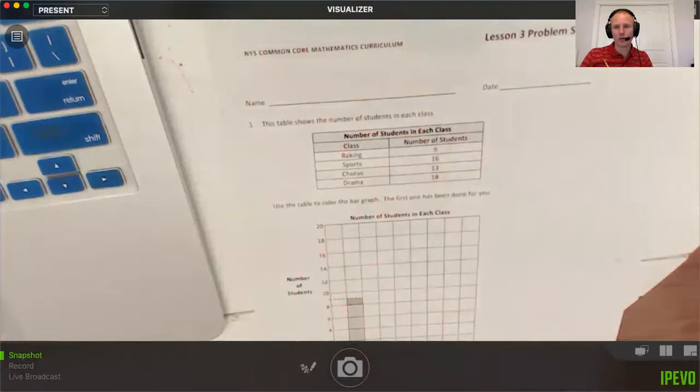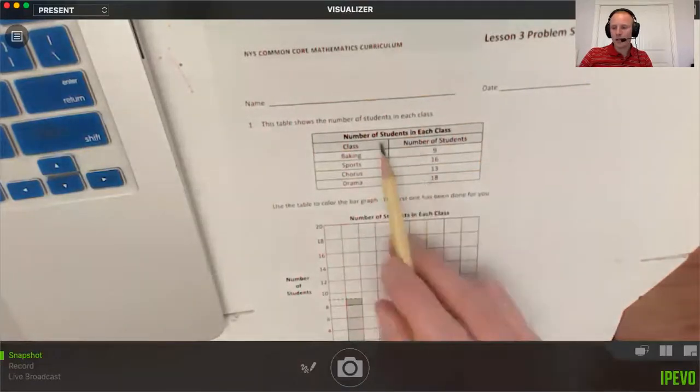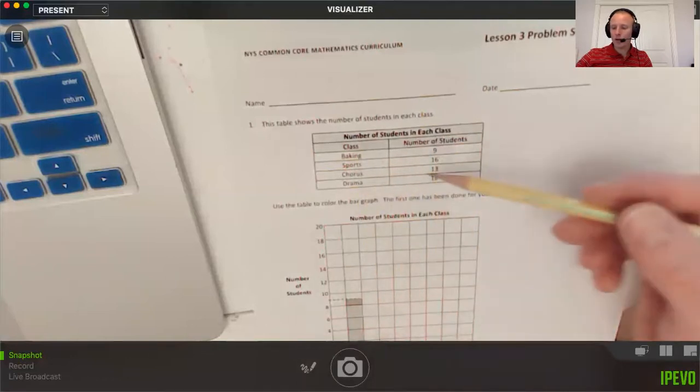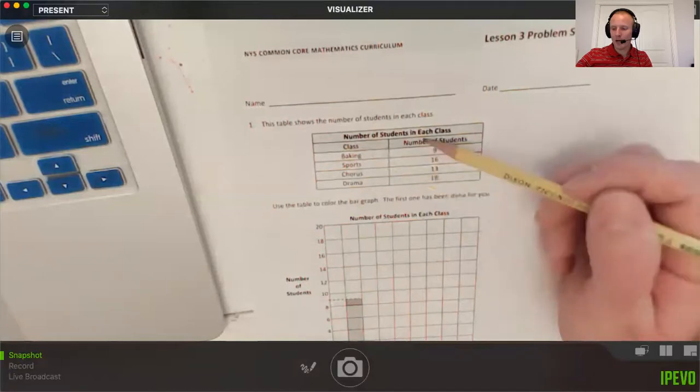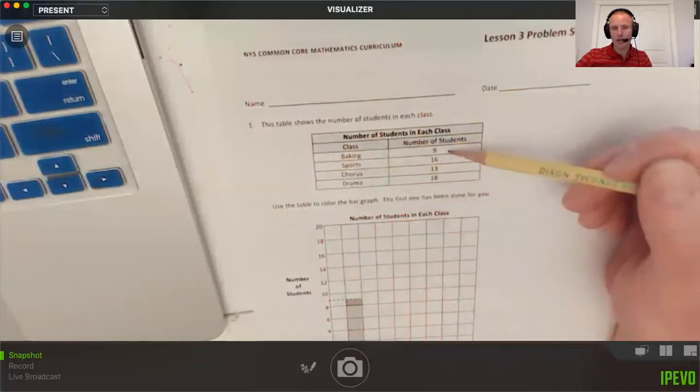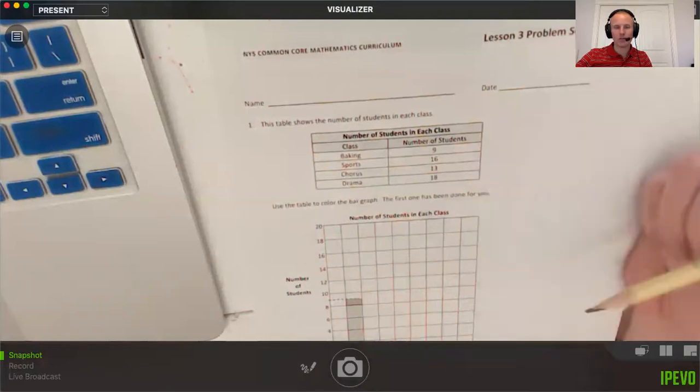All right, so we have a table here. A table is just a place where information's been organized, and it has a title. Again, title is really important. So: number of students in each class. So we have the class and the number of students here. So baking, sports, chorus, and drama. And we have the number of kids in each of those classes.